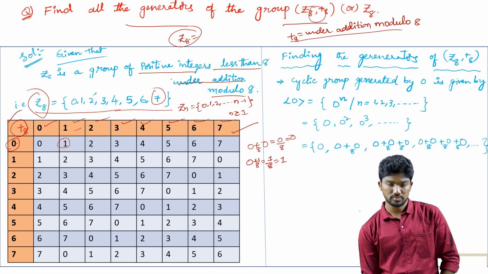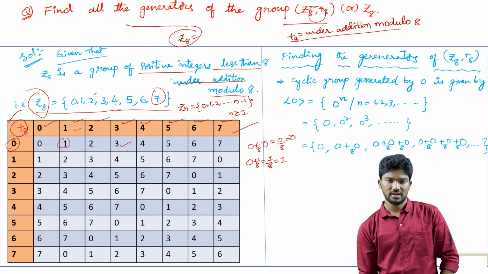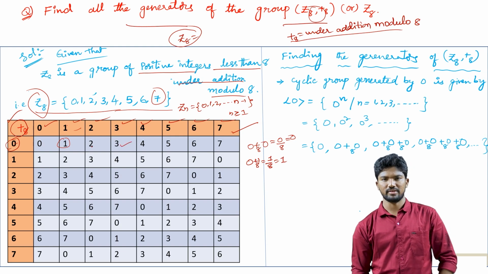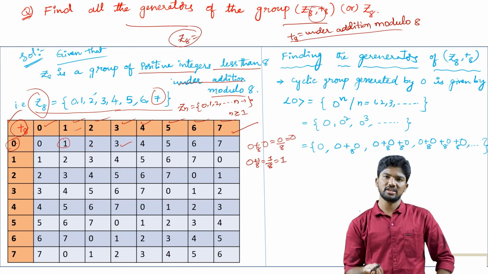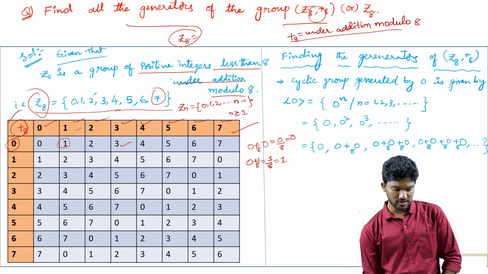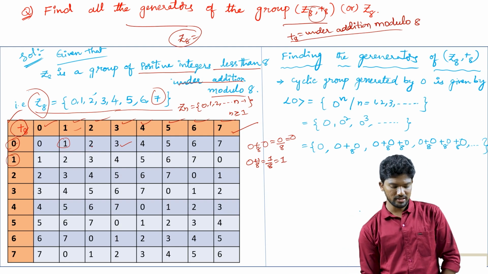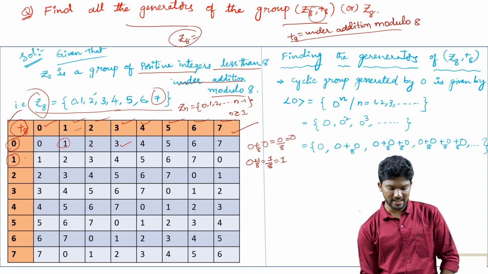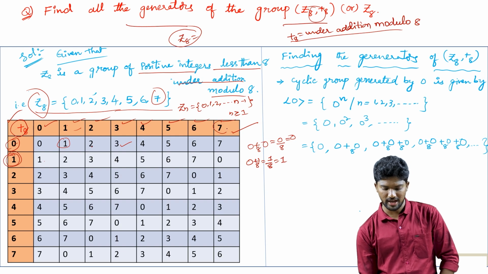0 plus 2 is 2, which is less than 8, so you write 2 as it is. Next, 0 plus 3, 3, then 4, 5, 6, 7. 0 plus 7 is equal to 7, which is also less than 8, so you cannot divide. Next, with 1: 1 plus 0 is 1, 1 plus 2 is 3, 1 plus 3 is 4, and so on up to the last element 7.